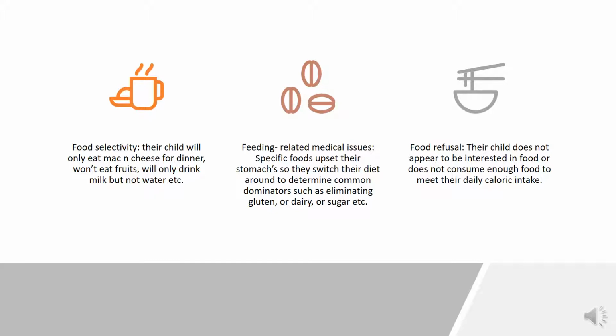It could be feeding related medical issues, such as parents notice that when their kids eat specific foods, they get an upset stomach. So they switch their diet around, trying to determine what common denominators might be affecting their stomach. Like, are they getting too much gluten, dairy, sugar? Maybe switching things around, trying to pinpoint exactly what it is that's disturbing their child's medical diet. Or they're just point blank refusing food altogether.